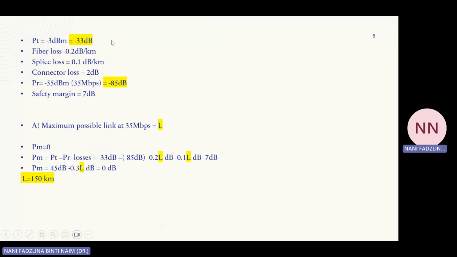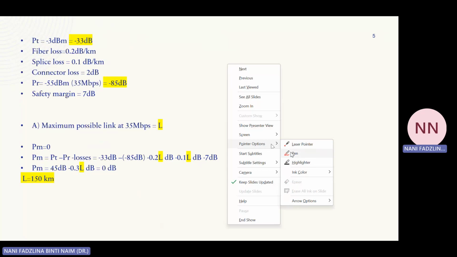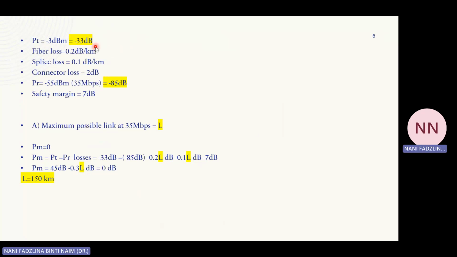So these are all the parameters that I have extracted. Power transmit, I have converted from dBm to dB. From dBm to dB, I need to minus 30. Minus 30 minus 3, you'll get minus 33 dB. Fiber loss is 0.2 dB per kilometer. Splice loss 0.1 dB per kilometer. Connector loss 2 dB. Power received at 35 megabit per second is negative 85 dB. I've converted the negative 55 dBm into dB, and the safety margin is 7 dB.